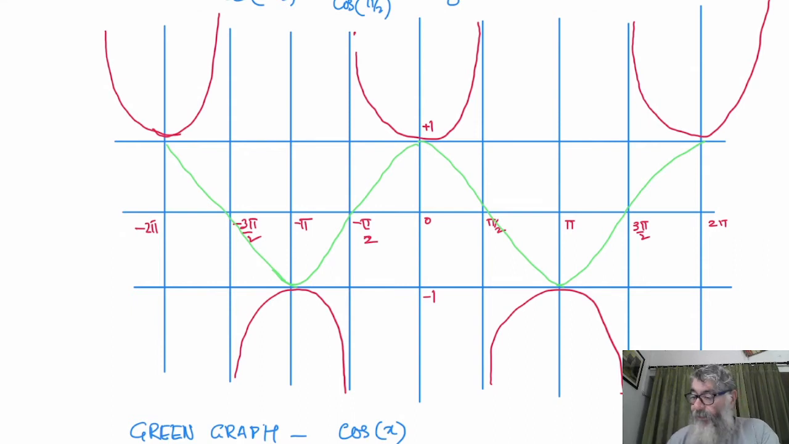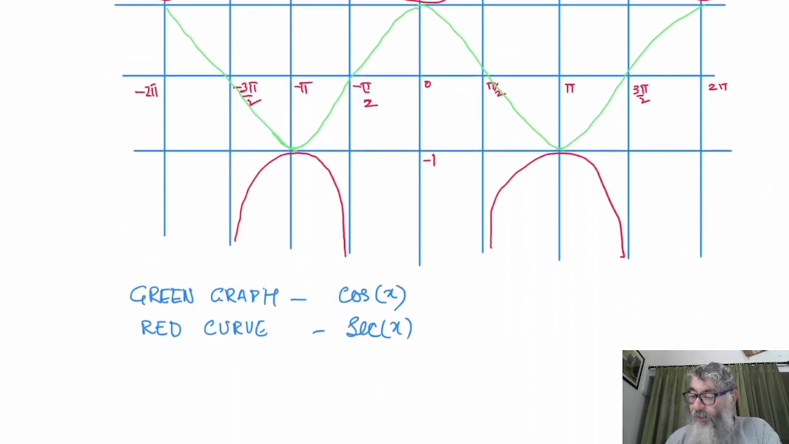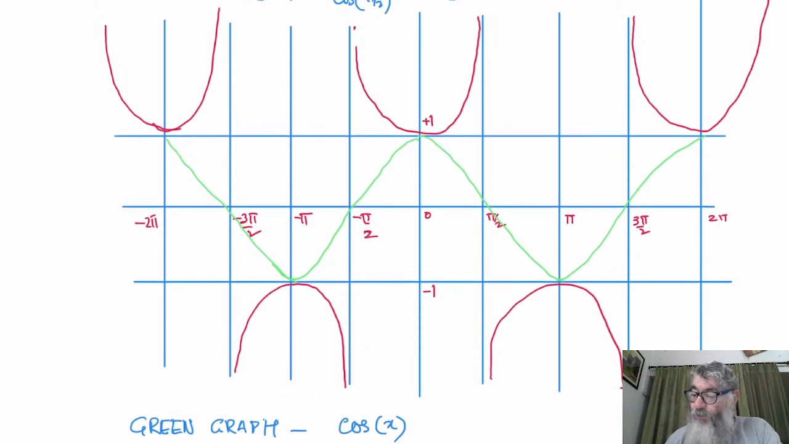Is that clear? Now let us talk about what I said, that at pi by 2, minus pi by 2, minus 3 pi by 2, 3 pi by 2, and so on, at these points the curve is not going to be defined. So the curve is going towards that line, but it is not touching that line.